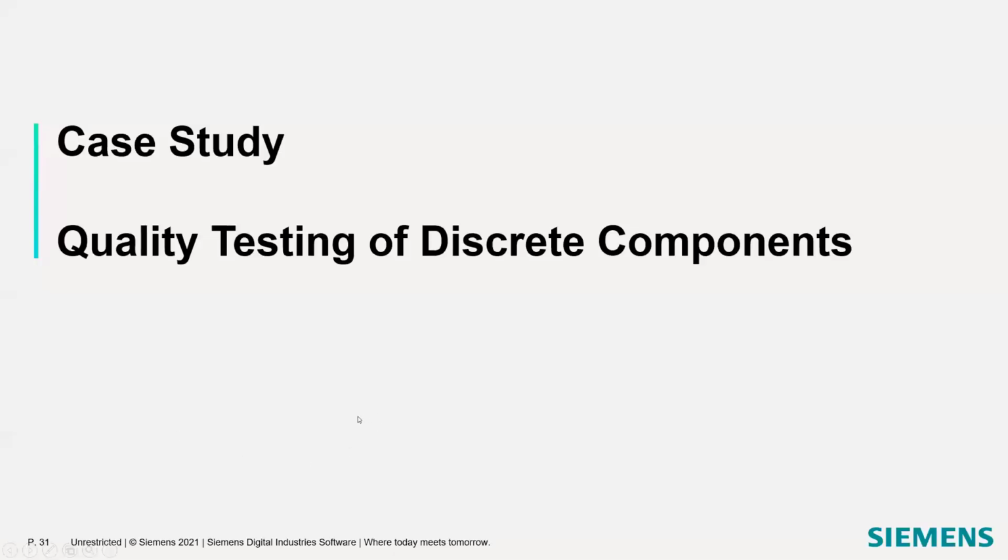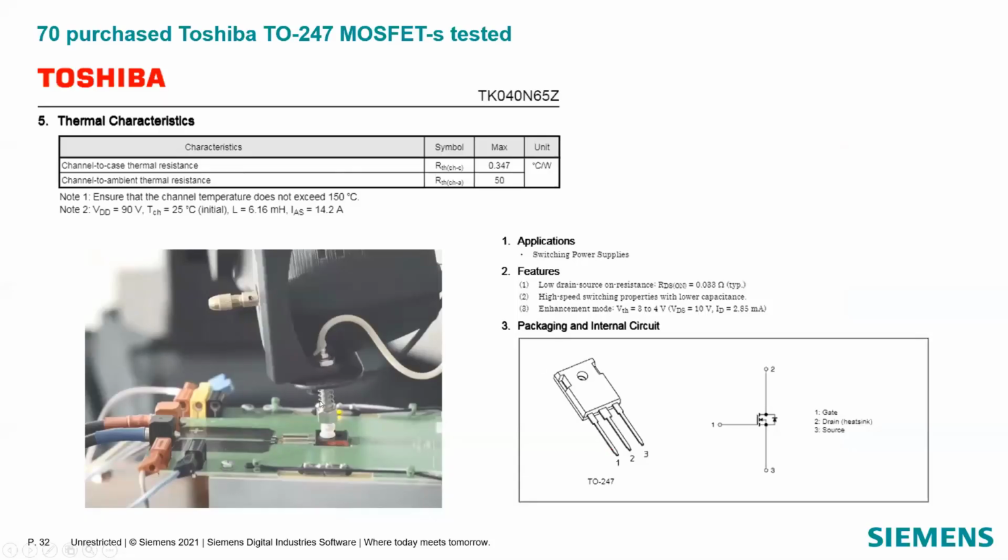Let me show you a case study. With the same robot, we measured 70 Toshiba TO247 MOSFETs. You can see the part number here. These were not provided by Toshiba. We purchased them from a distributor, so they are in the market. We just did a sampling. The electric schematic of the component is here. It's recommended for switching power supply applications by Toshiba. And the reported RthJC is 0.347 Kelvin per watt.